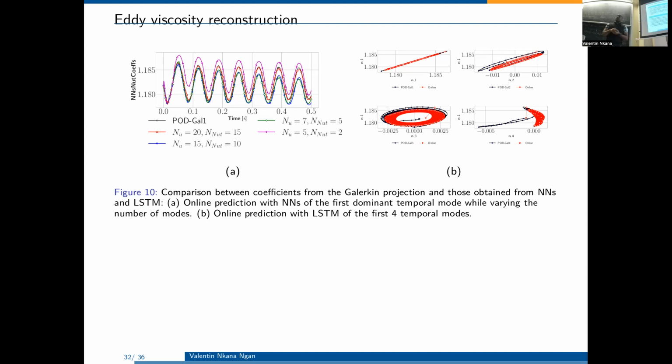In the LSTM, I assume data dependence, so this depends on the data. Picture A is a map between the temporal coefficient coming from the velocity and the temporal coefficient coming from the eddy viscosity, thanks to the Boussinesq hypothesis, which says that there's a relationship between the eddy viscosity and the velocity. So picture A is purely NN and picture B is purely LSTM.